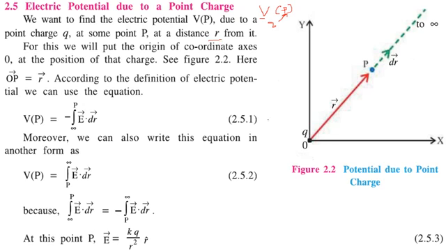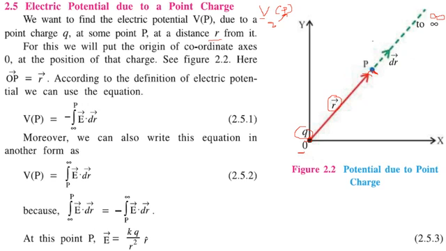We'll make a coordinate axis with the origin at 0, 0, 0, which is the position of this charge. The distance from this point to point P is R. This is the direction vector, or the distance vector. According to the definition of electric potential, Vp is the work done against the field in bringing a unit charge from infinite distance to this point P.